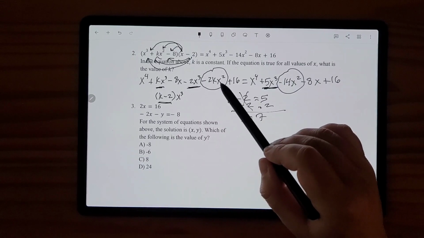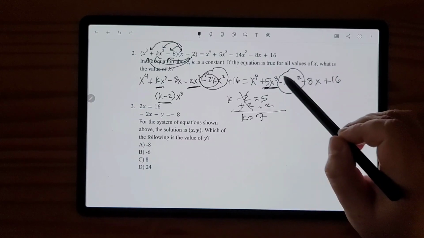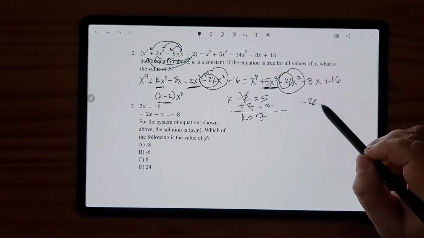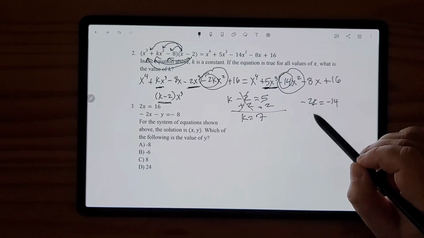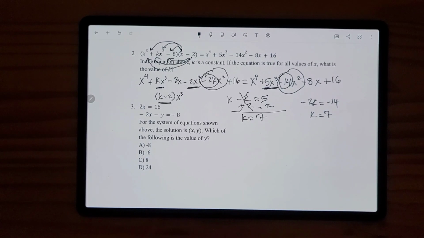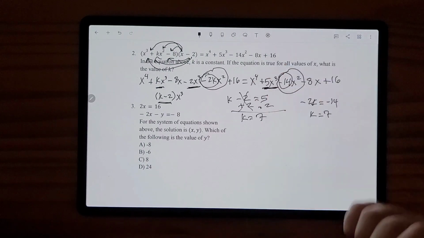If I pick the x squared version, I just have to think, okay, -2k equals -14. I don't have to worry about rewriting it or anything. Then I just divide by -2 on each side to solve for k, and I get k equals 7. So you could have done either of those options. It's just one is a little bit more efficient. Okay, so now let's move on to number 3.